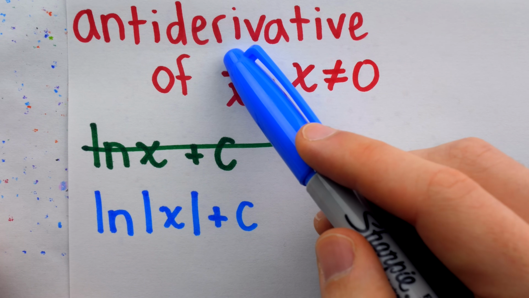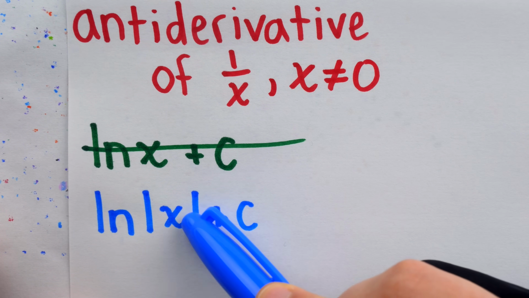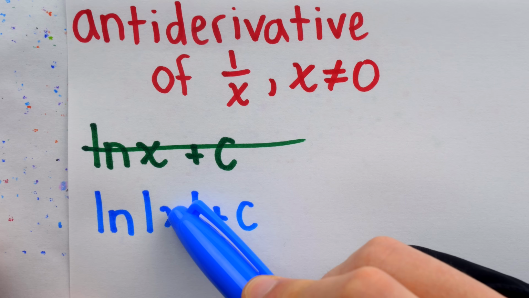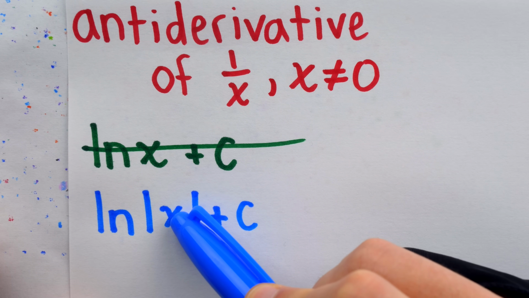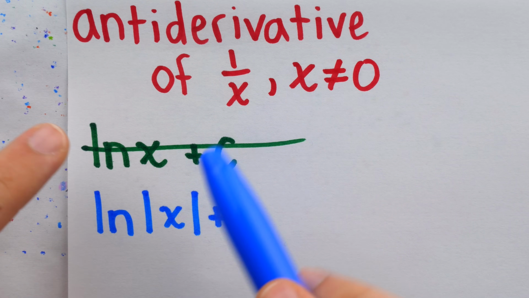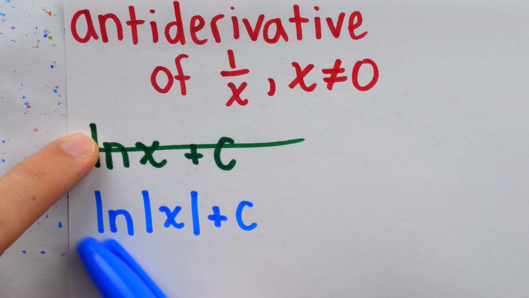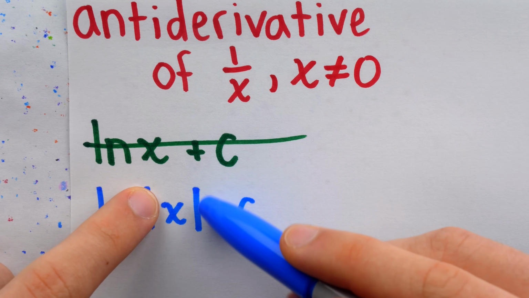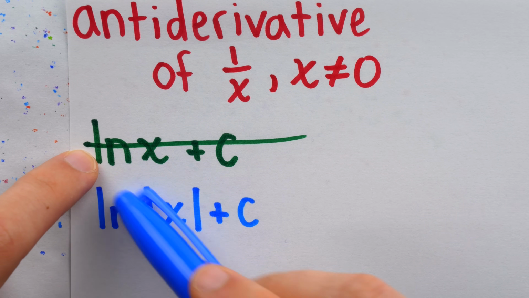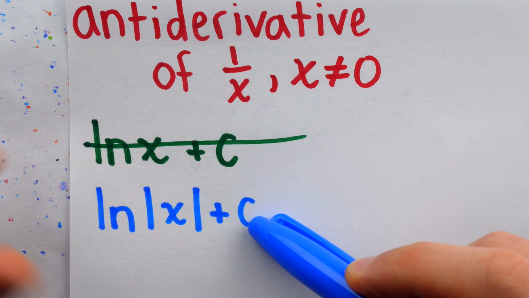Just like with 1 over x, we still can't plug x equals 0 in here because the absolute value of 0 is 0, and ln 0 is not defined. But in the case of a negative, now we can plug negatives in because the absolute value will make it positive, and so then the natural log will be defined, plus c, it all works out.